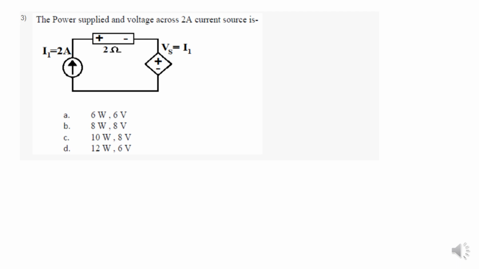Okay, next I am going to problem number 3: the power supplied and voltage across the 2 ampere current source. First of all, I have to mark V2A, the voltage across the 2 ampere current source. Now I am going to write the equation. So this is the voltage rise, 2V2A. Here is it voltage drop or rise? Here voltage drop, so 2 into 2, that is minus 4. Here also again voltage drop, there is minus I1. I1 equal to 2, so that is equal to 0.